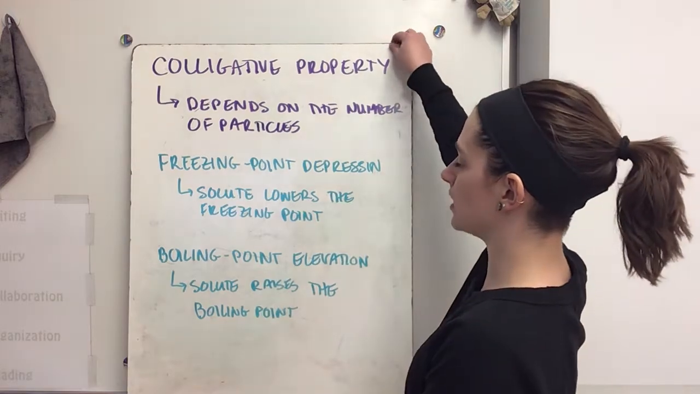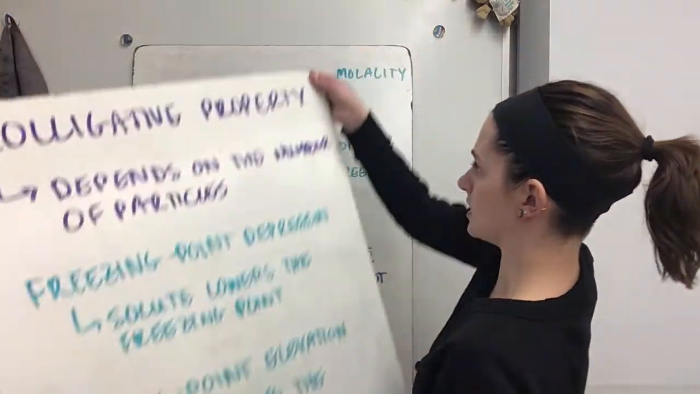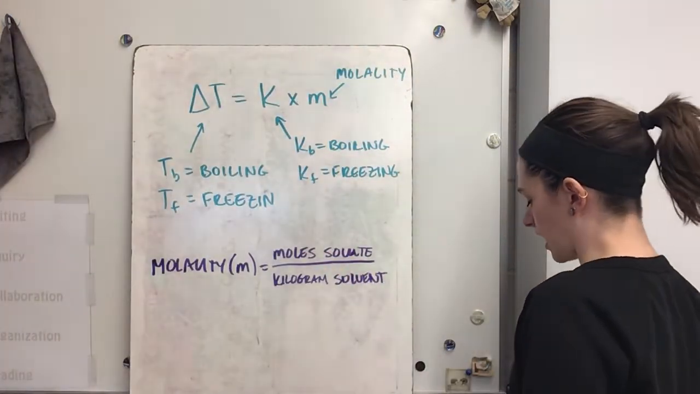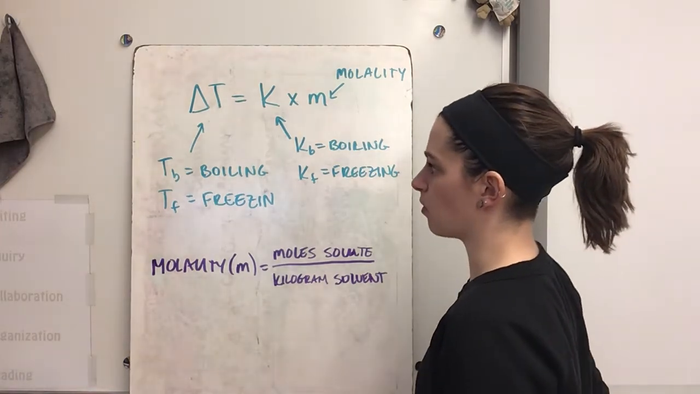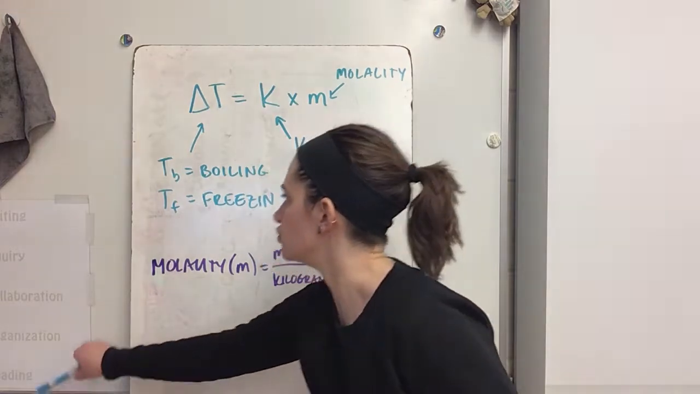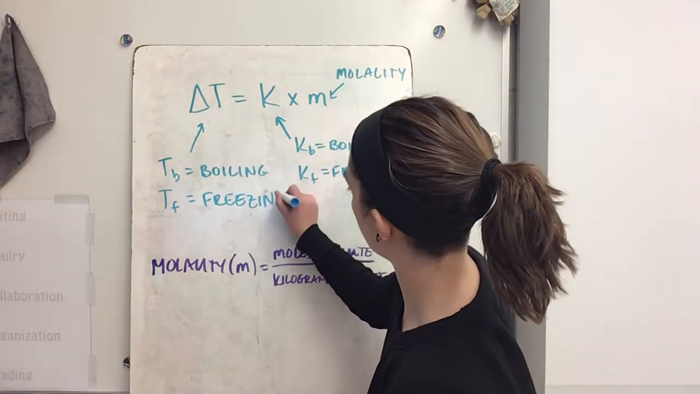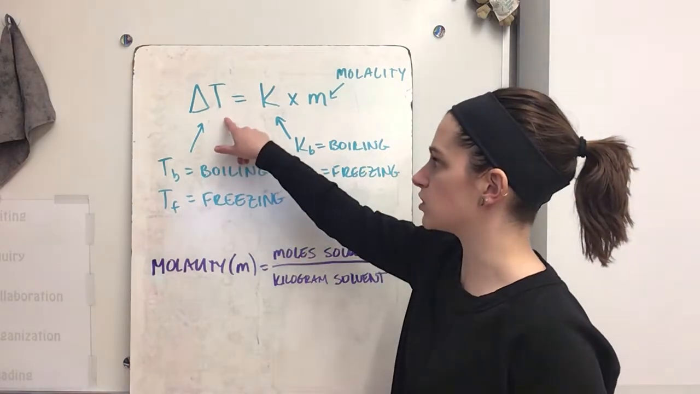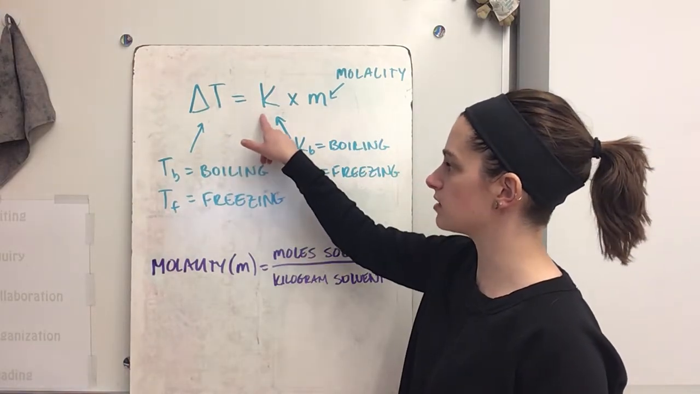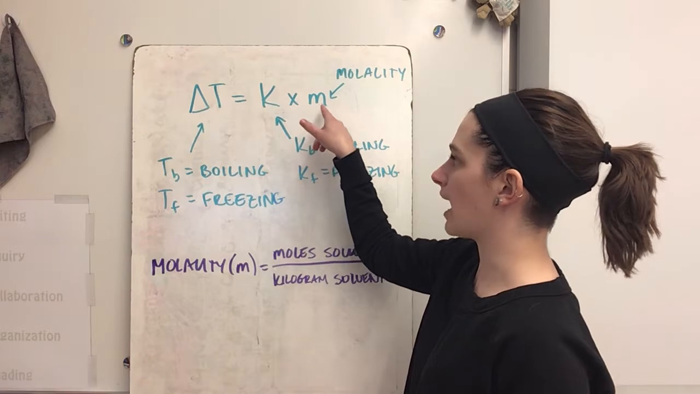So there are ways that we can calculate that change in temperature. And the equation is the same for both boiling point elevation and freezing point depression. I left a delta off here, let's add that back in. The change in temperature is equal to some sort of constant multiplied by the molality.